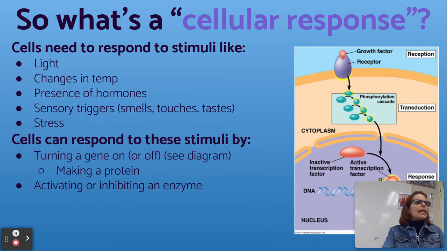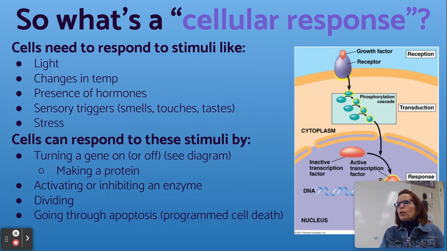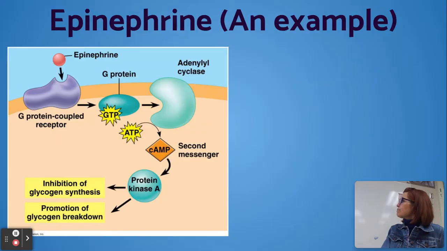Activating or inhibiting an enzyme would be an example of a response. Telling the cell to divide or not, that's a response. So mitosis, remember sometimes mitosis is bad in the case of cancer, so we don't want too much mitosis. Going through apoptosis, maybe there's something bad going on with this cell and it needs to suicide. So apoptosis causes the cell to die. And there's many more possible responses.